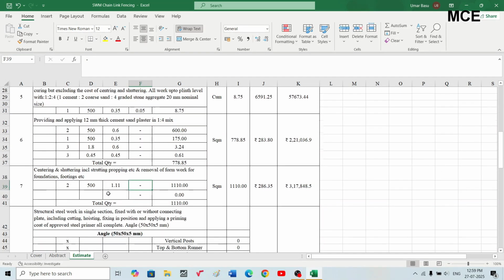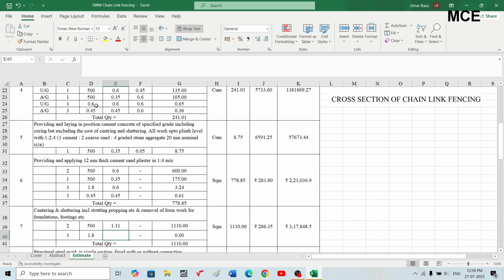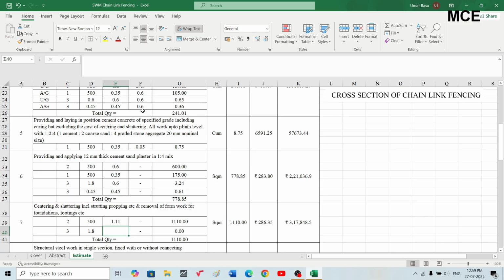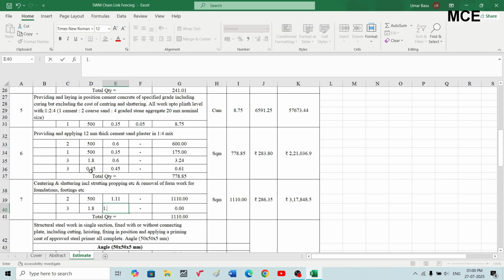After that, for the pedestals, we have three pedestals. Sum of all sides is 1.8, and the depth of the pedestals is, for underground depth is 0.6, and for the above ground depth is again 0.6. So total depth is 1.2 meters will be the depth of total centering and shuttering for the pedestals of the gate. This is for the gate and this is for the boundary fencing.